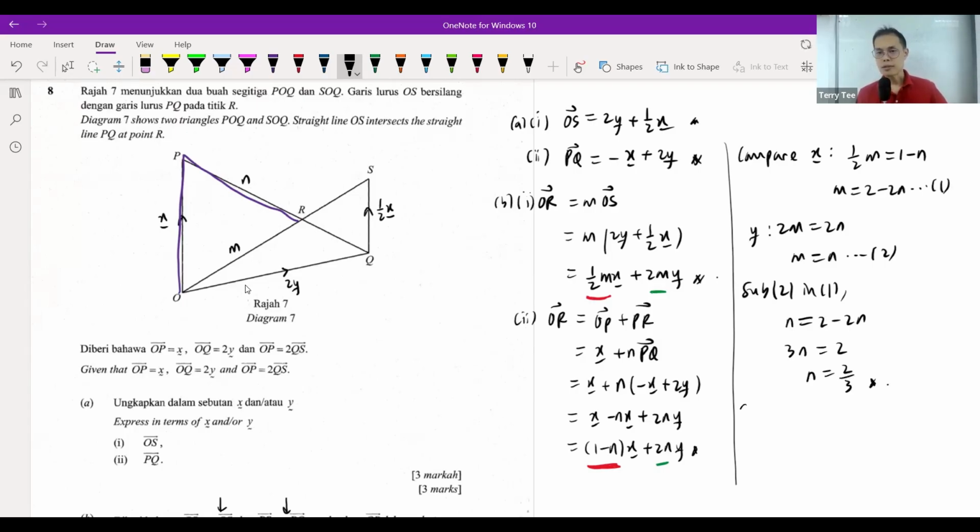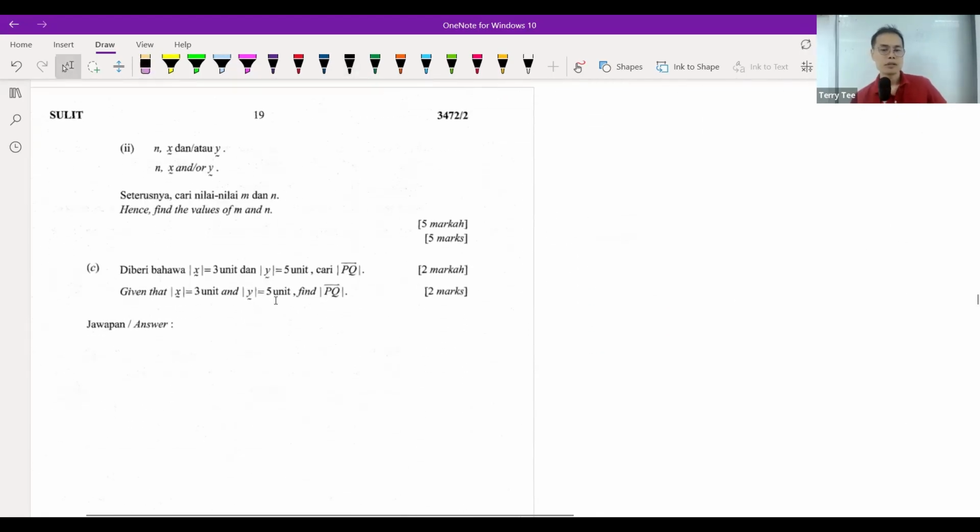If your n is 2 over 3, you can sub inside equation number 2. Your m is also 2 over 3. Right. Okay, let's move on. The last part. Given that magnitude x is 3, magnitude y is 5, find magnitude of PQ.